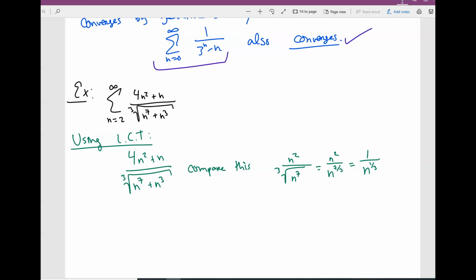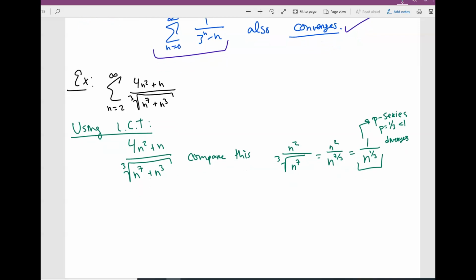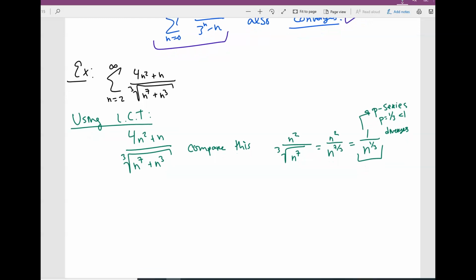Now we know that this guy that we're comparing it with is just a p series. Because this is a p series, p is equal to 1/3, which is less than 1. So we know that this guy is going to diverge. So all we need to show is the division between these two. We're going to divide these together, and if it gives me a positive number and it's finite, then this thing is also going to diverge. So that's what we want to figure out.